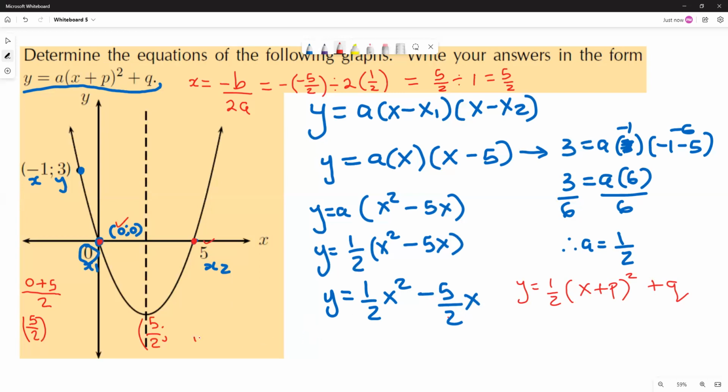So when I have y equals 1 over 2, and then you have (5 over 2) squared minus 5 over 2 times (5 over 2), right? To save time, we'll just use a calculator in this case. Let's see. Let's open a calculator quickly.